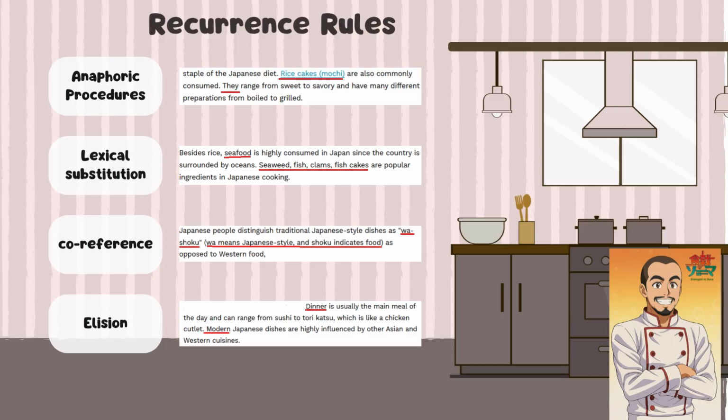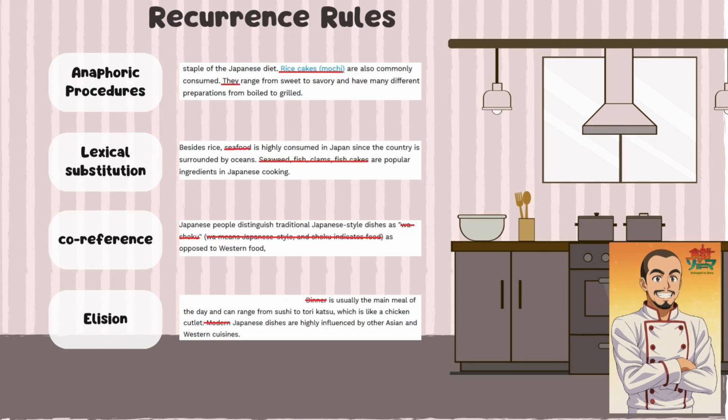Then we have the co-reference, which is using a different expression to refer to the same entity. Here, the term being expressed is washoku, and then we have a little definition about it. Finally, we have elision, which is omitting words or phrases that are understood from the context to create a more fluid description. Here, in the second highlighted part, there is an omission of the word dinner, which is omitted in order to avoid repetition and as it is already understood from the context of that part of the text.